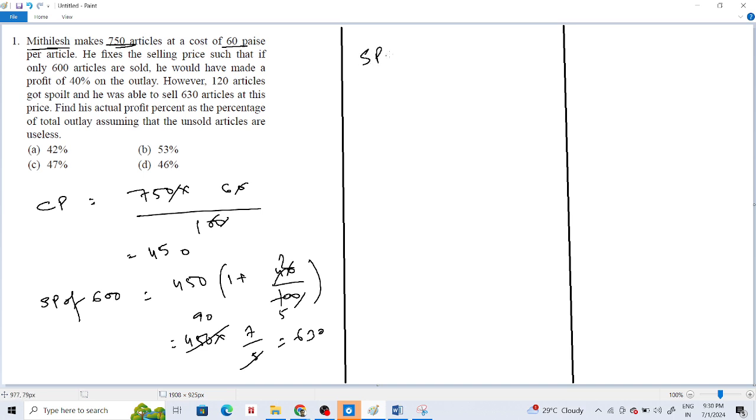So SP of 1 is what, 630 by 600. 3 2s are, 3 1s are, it is 21 by 20. Okay, it is going to be 1.05 rupees. So that is the SP of one article.